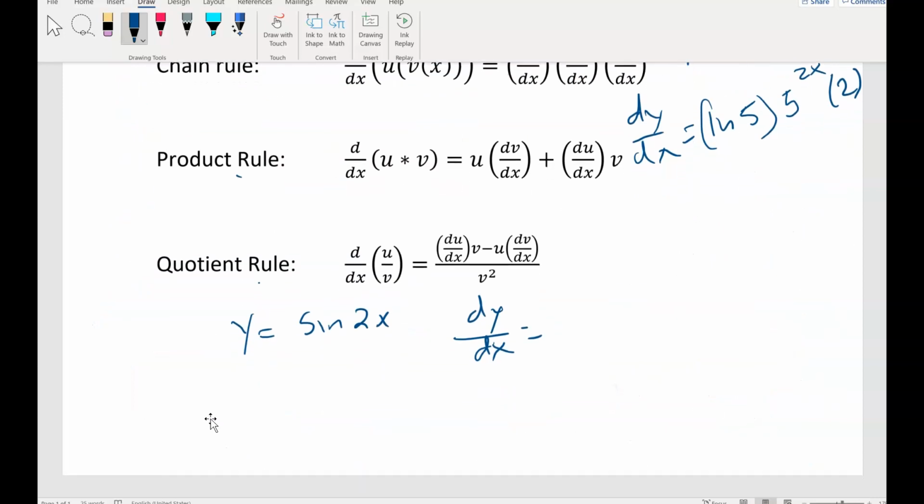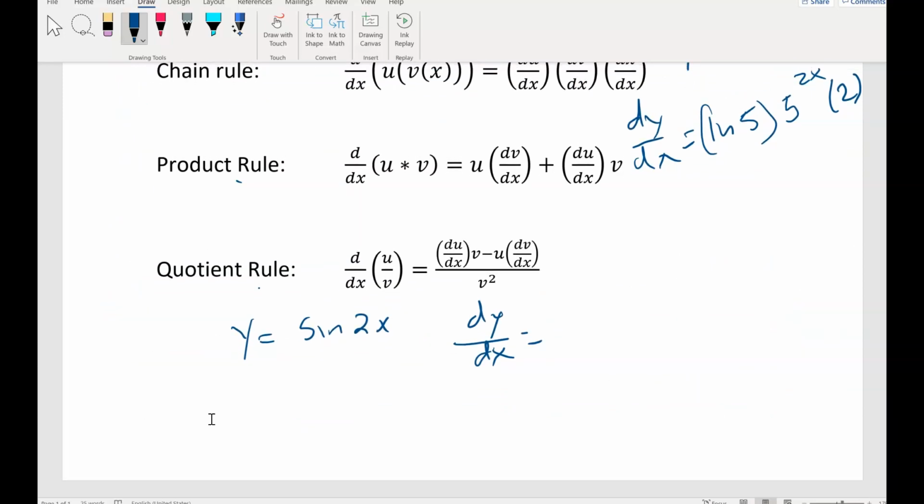So I'm going to go back down here. The derivative of sine u would be cosine u. In this case the u is 2x, times the derivative of u. So what's the derivative of 2x? That'd be 2 times the derivative of x, which is just 1. So in the end, we'd have 2 cosine 2x.